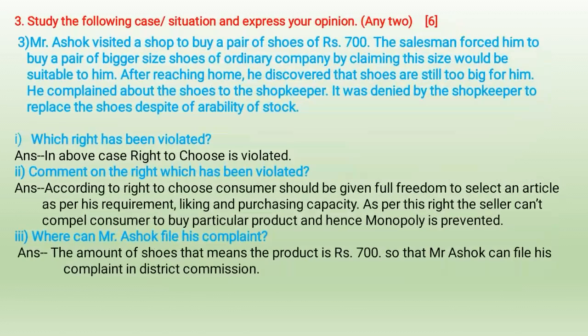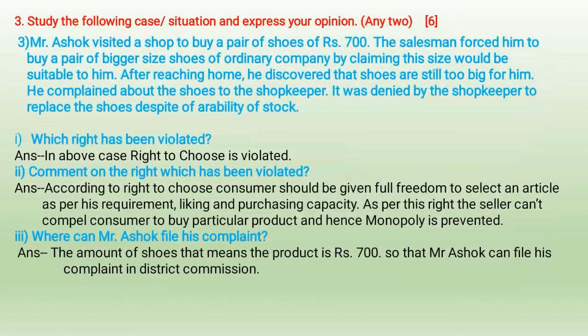The first question is, which right has been violated? The answer is, in above case, right to choose is violated. Second one is, comment on the right which has been violated. We have to comment on the right which is violated. So, according to right to choose, consumer should be given full freedom to select an article as per his requirement, liking and purchasing capacity. As per this right, the seller can't compel consumer to buy particular product and hence monopoly is prevented.